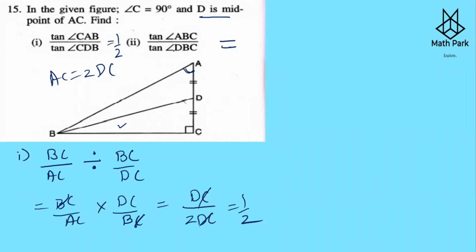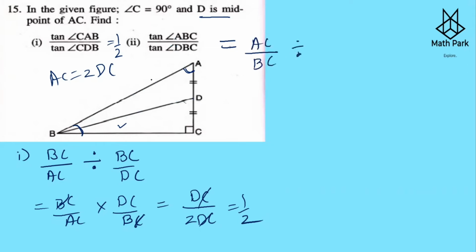Find tan ABC upon tan DBC. So we are concerned with this angle now. When we are taking tan ABC, we are considering the entire triangle ABC. So tan ABC again is opposite upon adjacent, which is opposite is AC upon adjacent is BC.